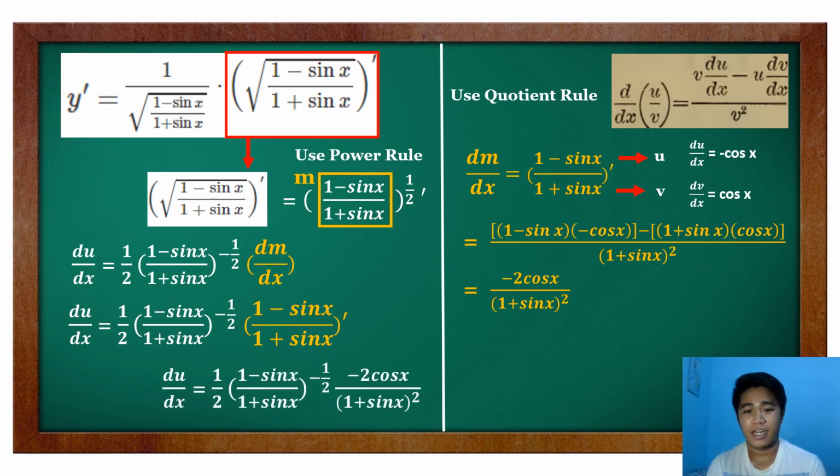So therefore, if we have our du, the value of du over dx is just equal to 1/2 multiplied by (1 minus sine x over 1 plus sine x) raised to the power of negative 1/2, multiplied by that value, which is negative 2 cos x over (1 plus sine x) squared. Okay, so now we get the exact value of our differentiation for u, or the square root of (1 minus sine x over 1 plus sine x). So the correct answer, the complete answer, looks like this.